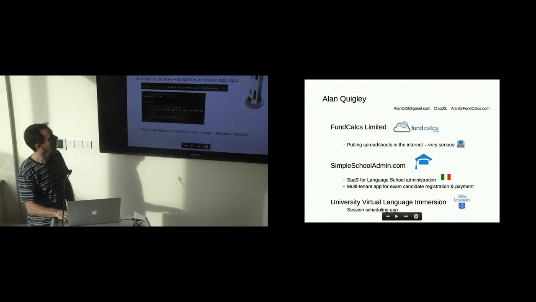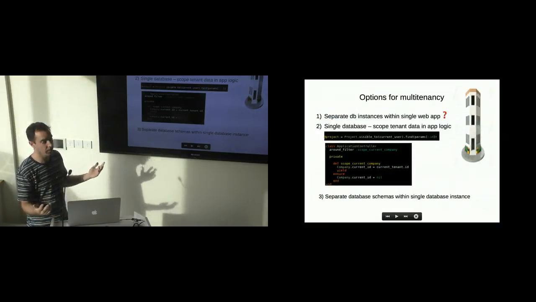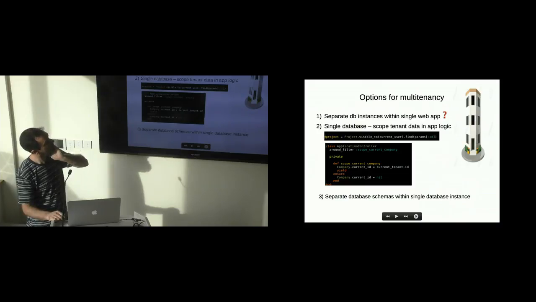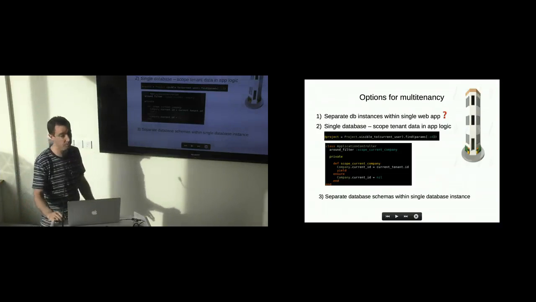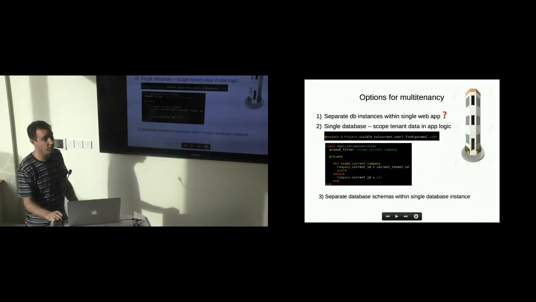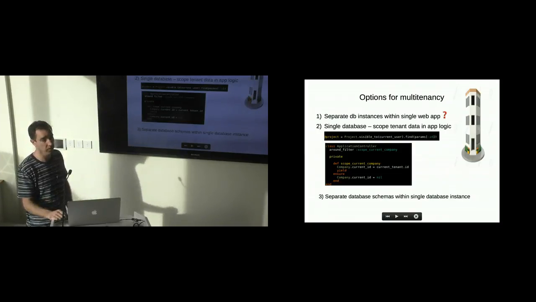So looking at Google for multi-tenancy, it gave me three options. I only really could think of two. The first one I put the question mark on. It does say that one option is to have separate database instances within a single web application. I don't really know how that would work or what the advantage would be of having entirely separate databases run under a single web application rather than just have a separate app for each one.